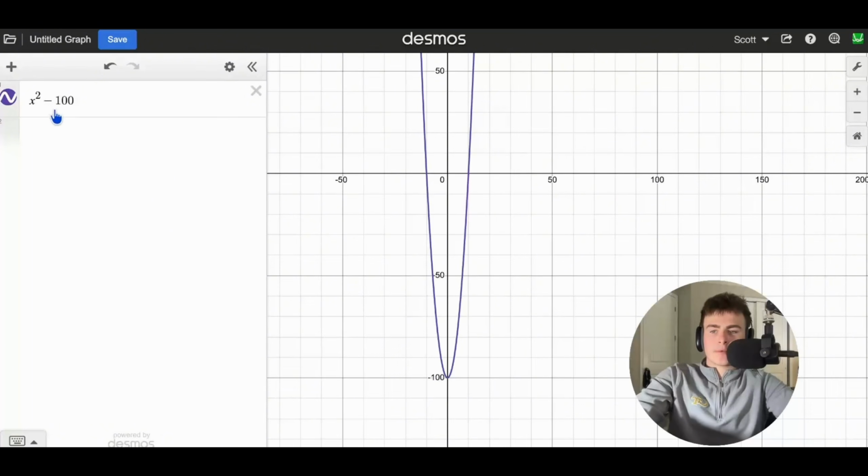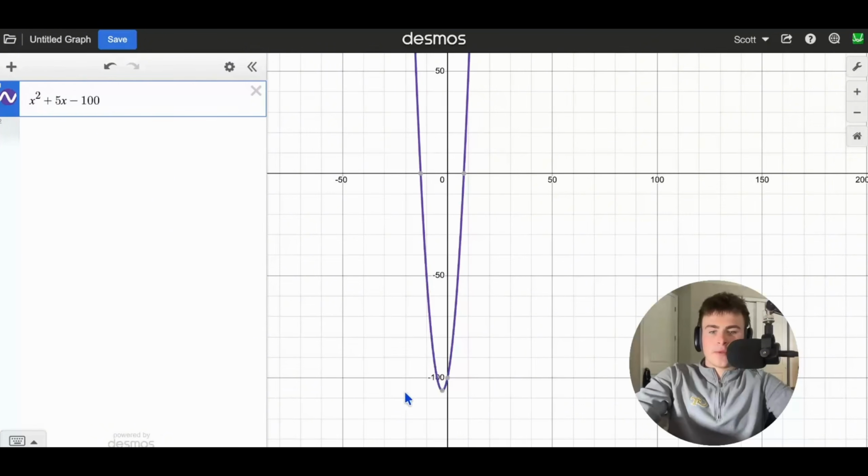It also graphs the minimum. So for example, let's say you had this graph. It shows the minimum right here. This is the vertex, by the way. Now, we have intercepts, good.